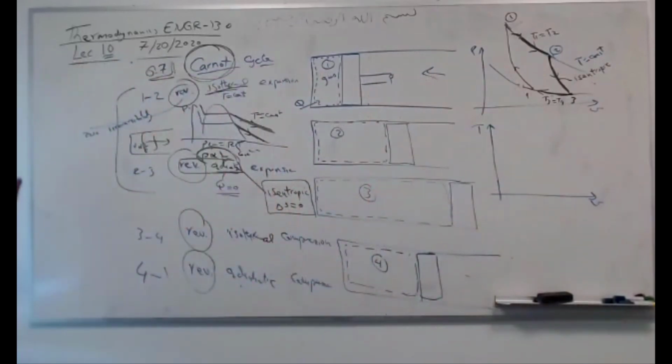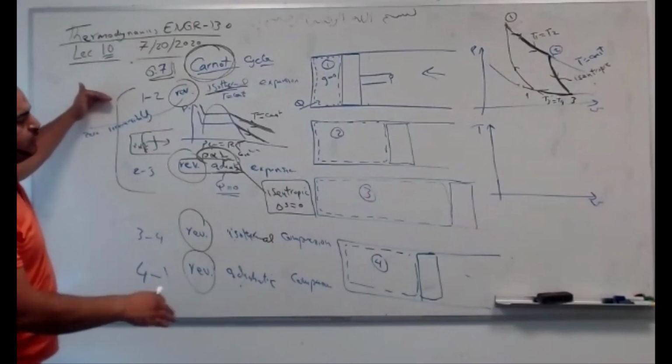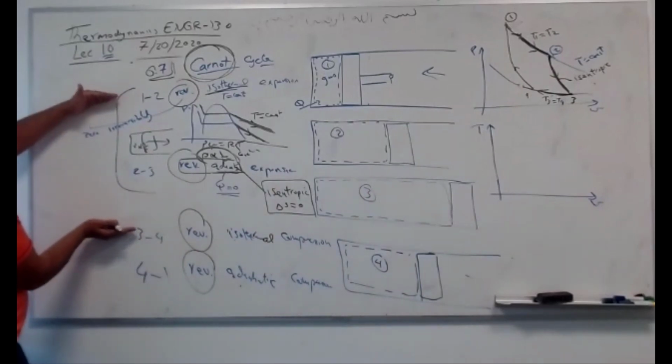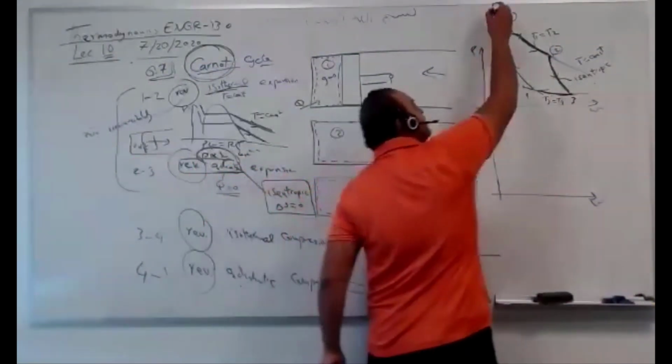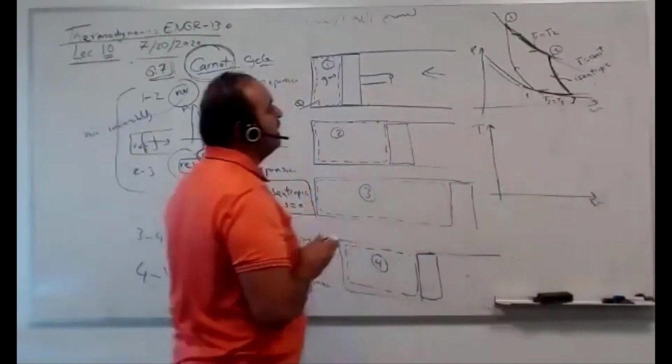Everything is reversible. Okay, guys? 1 to 2, isothermal. 3 to 4, isothermal also. So this is isothermal. This is isothermal. Okay, guys?